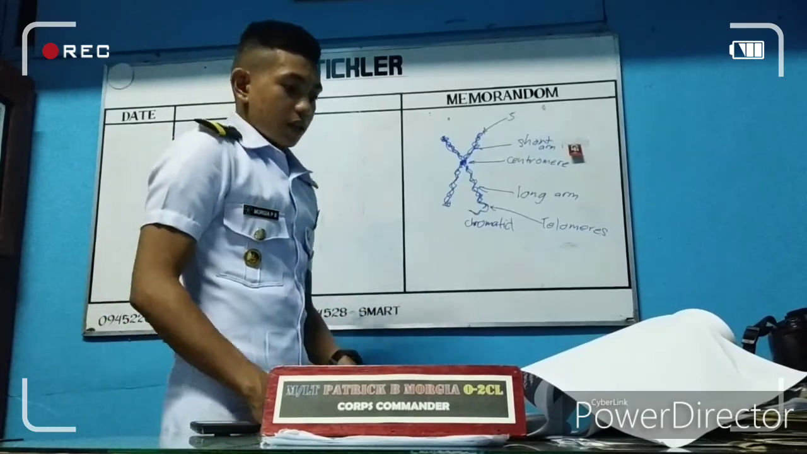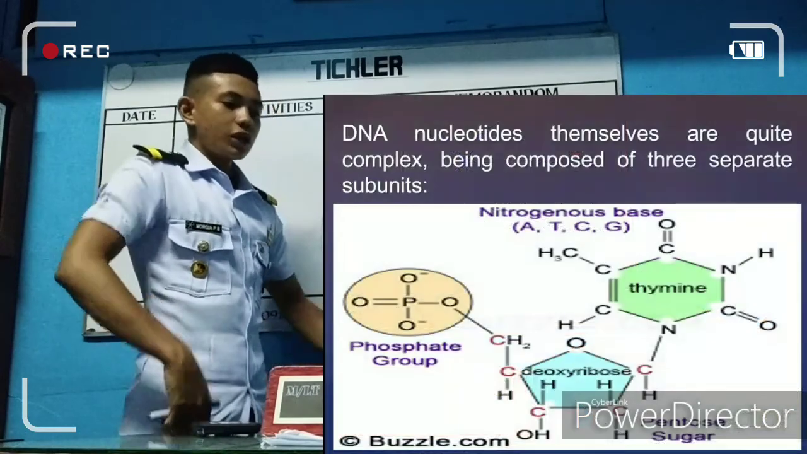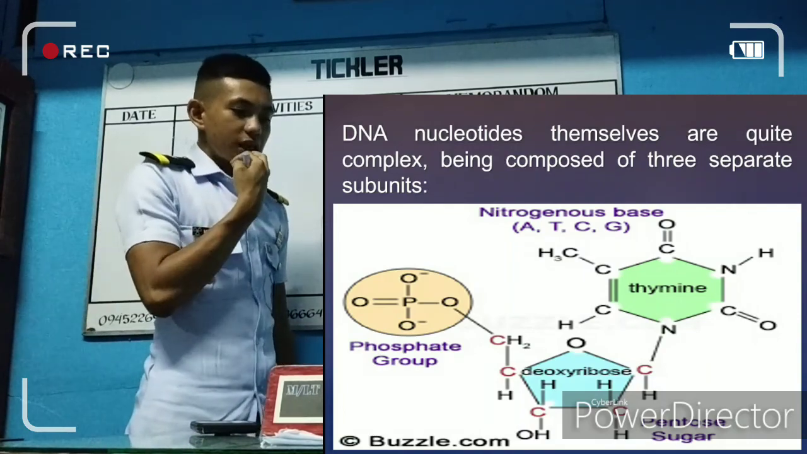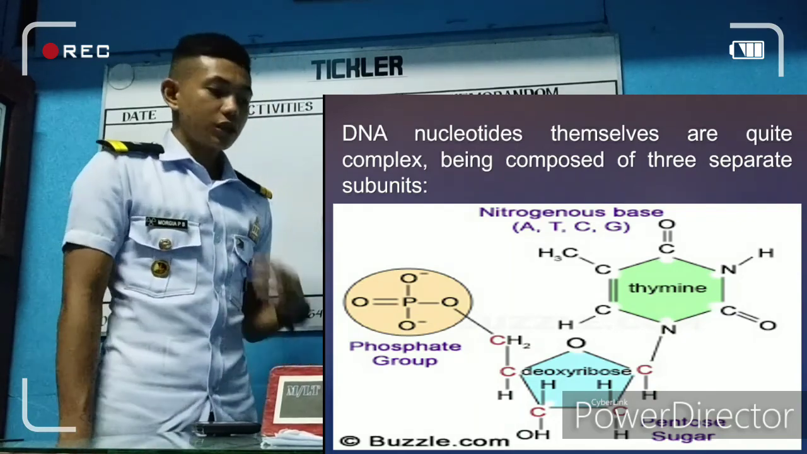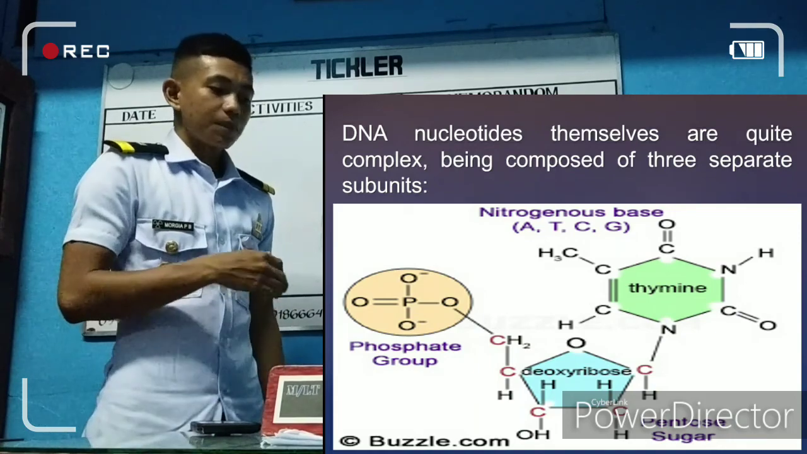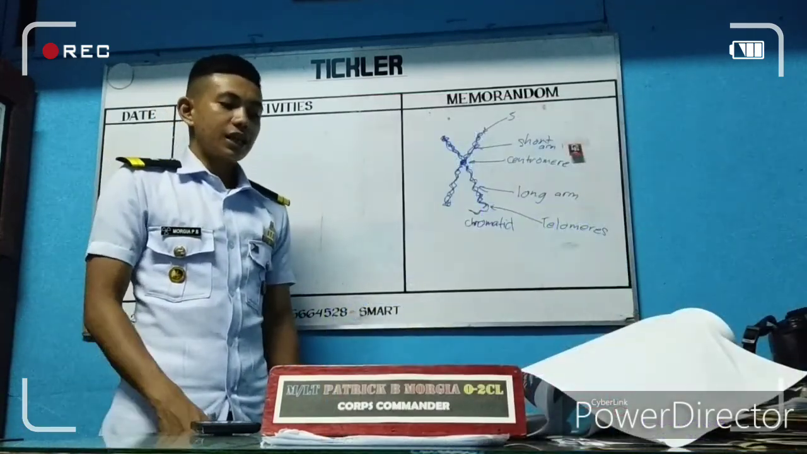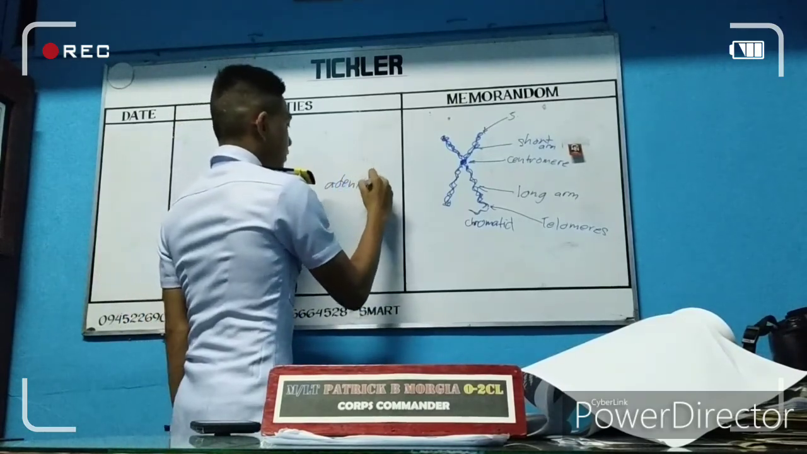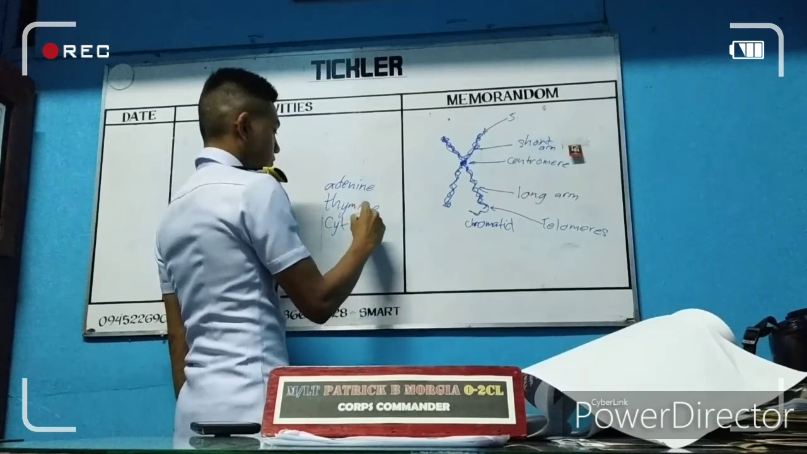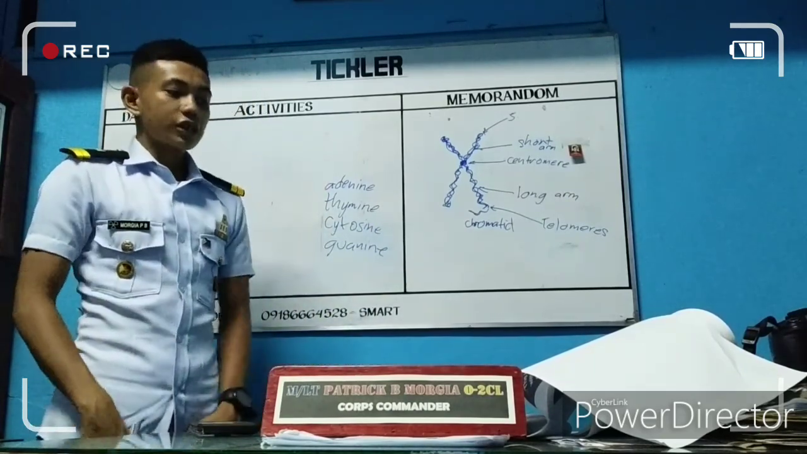DNA is composed of three separate subunits: the phosphate group, deoxyribose, and nitrogenous base. A phosphate group is a chemical group made up of phosphorus and oxygen. Deoxyribose is a 5-carbon sugar made up of carbon, oxygen, and hydrogen. Next is the nitrogenous base, a chemical unit composed of carbon, oxygen, hydrogen, and nitrogen. Bases found in DNA are adenine, thymine, cytosine and guanine. So the three are the phosphate group, deoxyribose, and nitrogenous base.